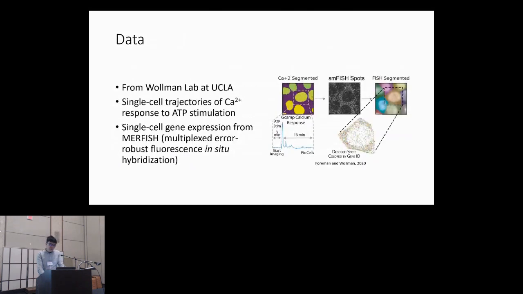The data we used were collected by our collaborators from the Woolman lab at UCLA. The data consists of a joint assay measuring calcium dynamics and gene expression. So for each cell, its calcium response to ATP stimulation was first measured via imaging for 30 minutes. Immediately following this step, the expression level of 336 genes were measured by MERFISH for the exact same cells.